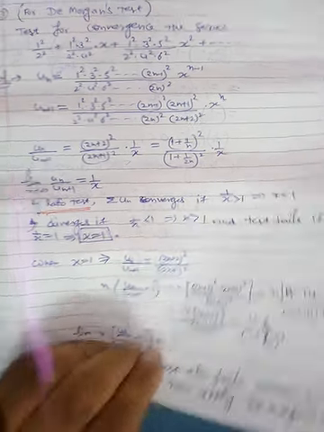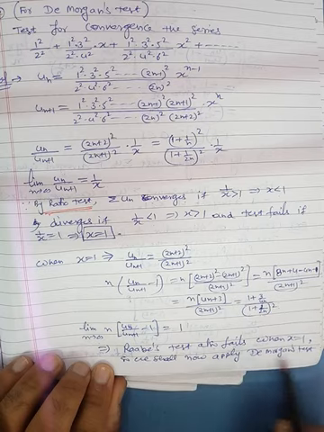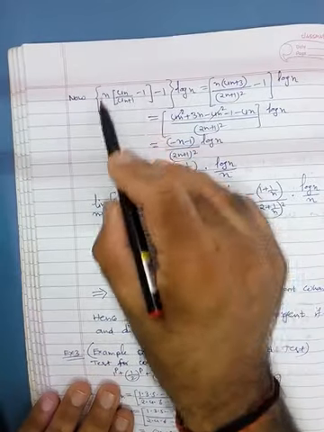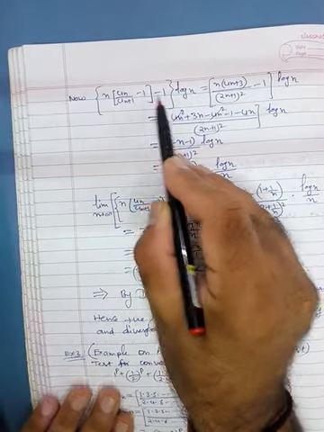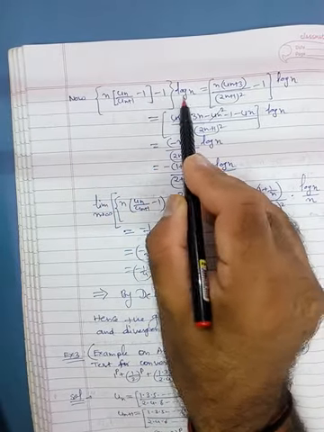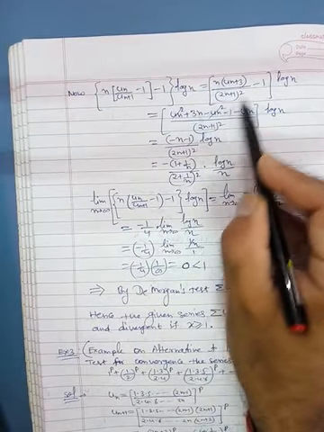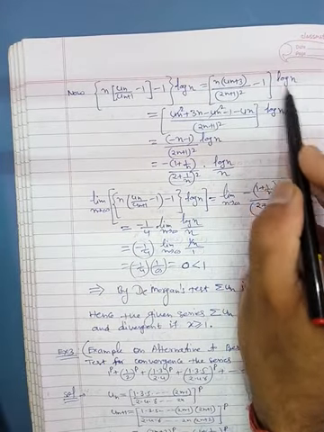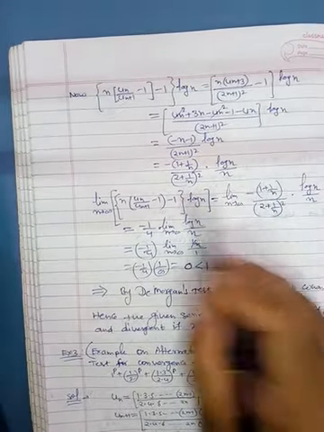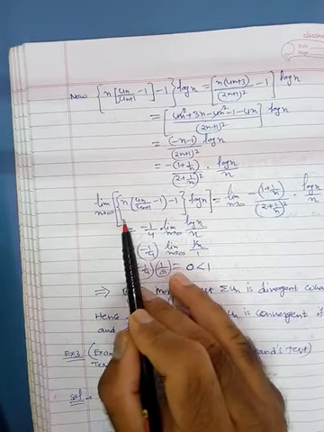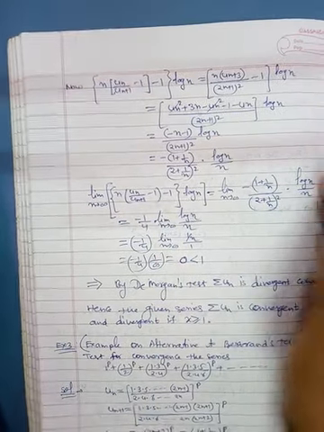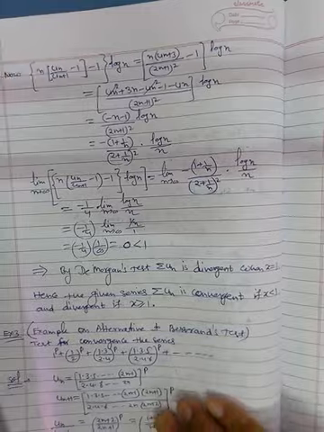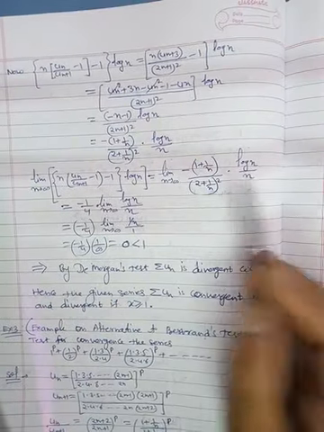We shall now apply De Morgan's test. So just subtract 1 from the Raabe's test result and multiply by log n. After simplification we get this. Now apply the limit.